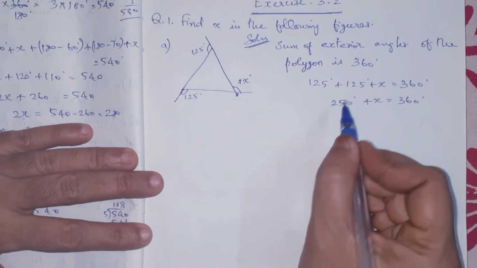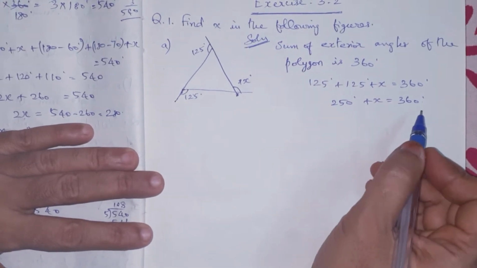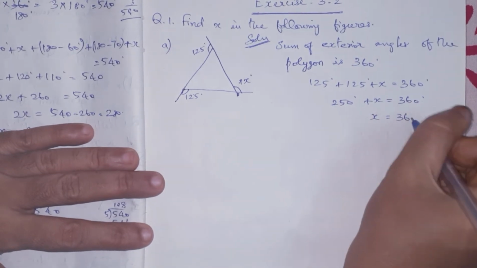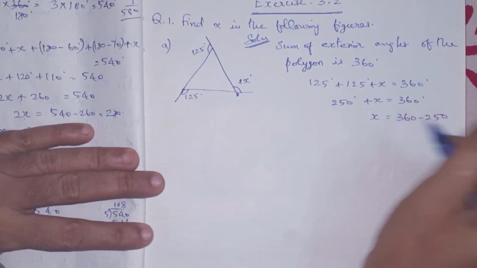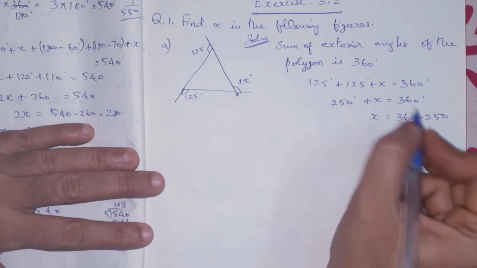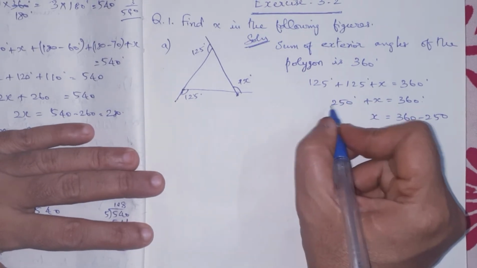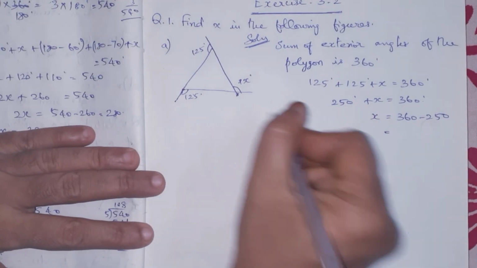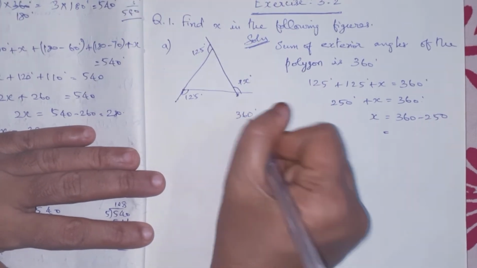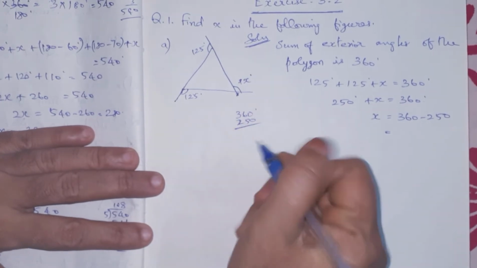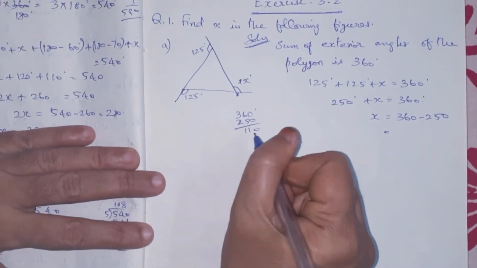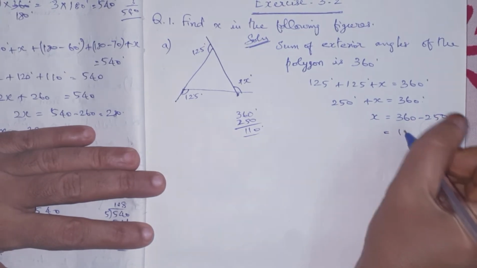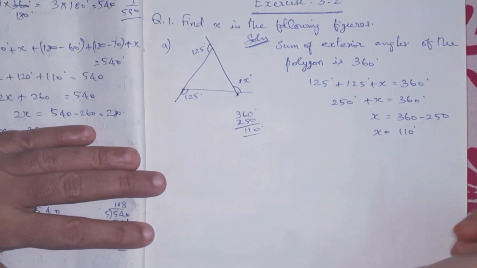We can transpose this 250 to the right hand side. x equals 360 minus 250, because when transposing to the right hand side, plus becomes minus. So 360 minus 250, we get 110 degrees. That is the answer.